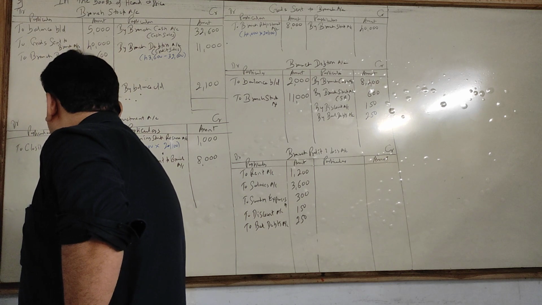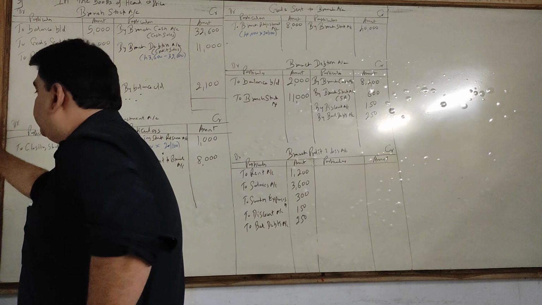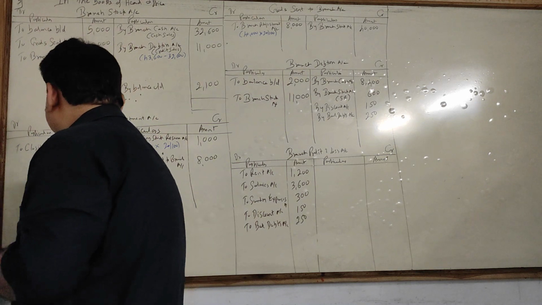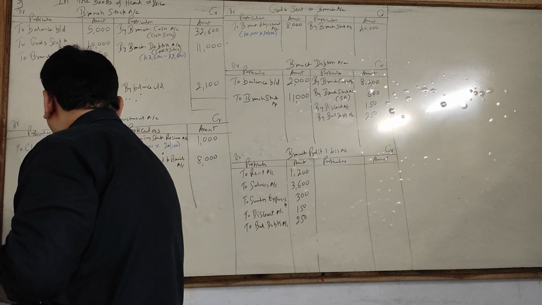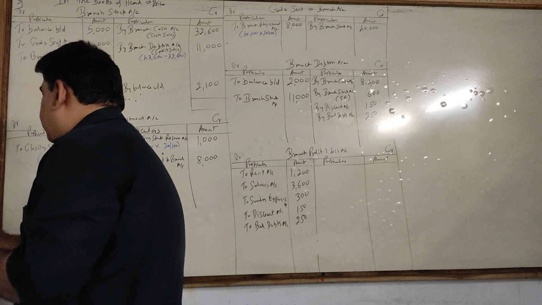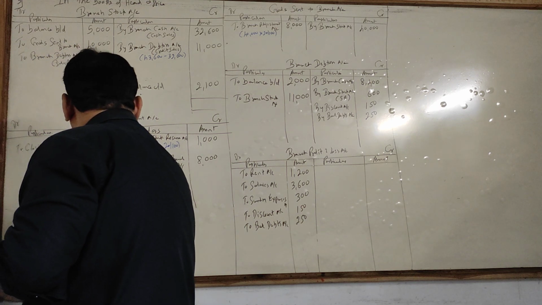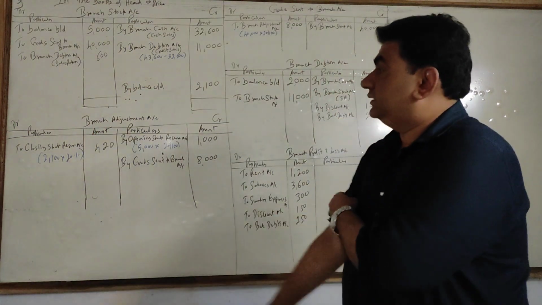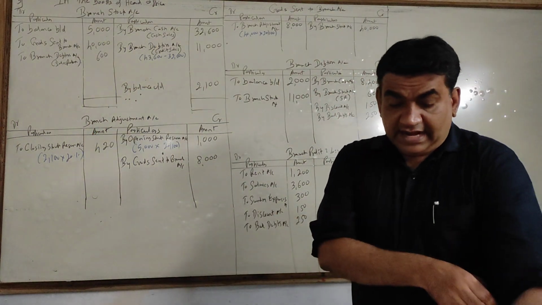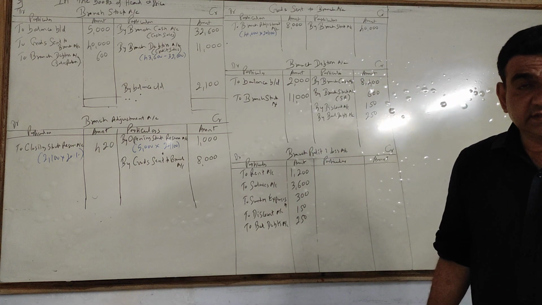So to closing stock reserve, we will show the calculation in brackets. 2,100, 20%, that will give you 420. Clear guys? Got it?